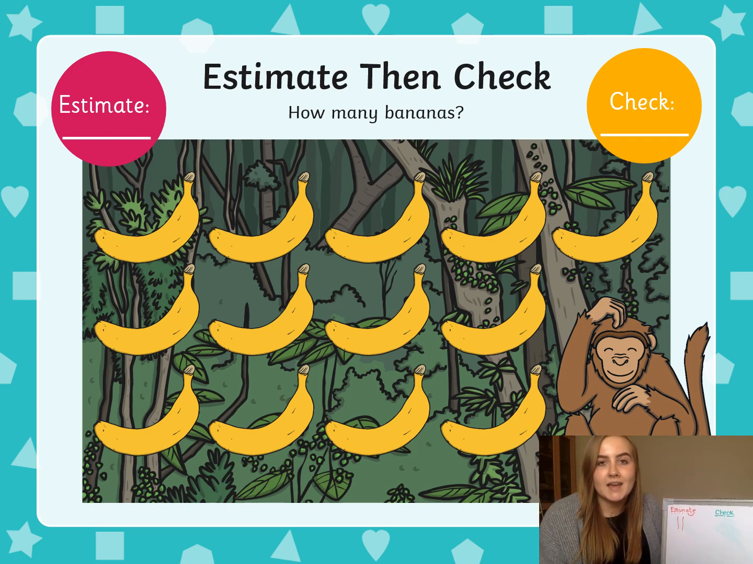So now we're going to count how many there are in the picture to see if my estimation was correct, or if I was close. 1, 2, 3, 4, 5, 6, 7, 8, 9, 10, 11, 12, 13. So I checked how many bananas there were, and there were 13. So I was nearly close, but I wasn't spot on. So did any of you estimate that there were 13 bananas?